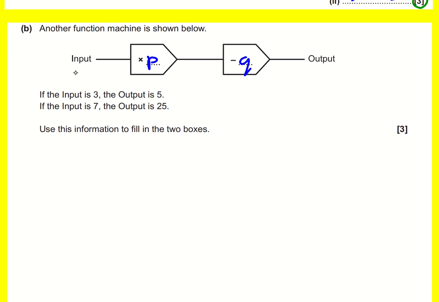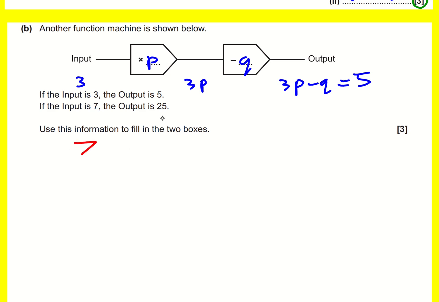If I put in 3, then if I times it by p, I'm actually going to get 3p. And if I then minus q, I'm going to get 3p minus q, and I'm told that that is equal to 5. Brilliant. I don't know what p and q are, but at least I've formed an equation, because now I need to use a second piece of information.